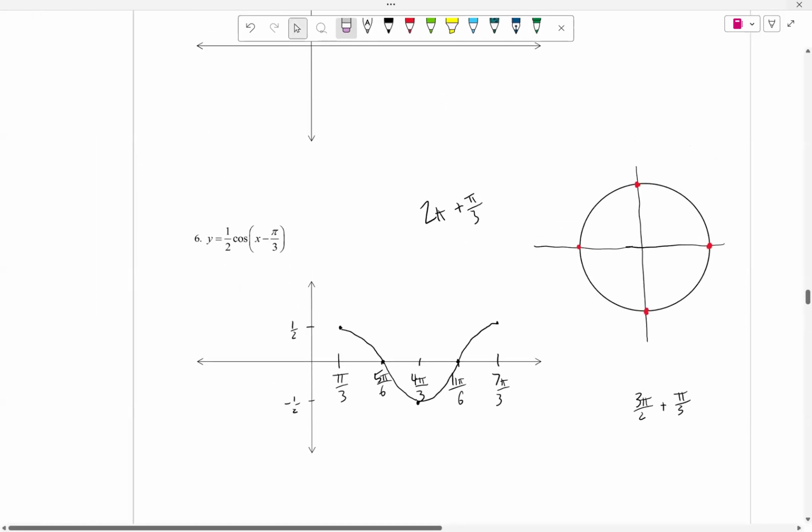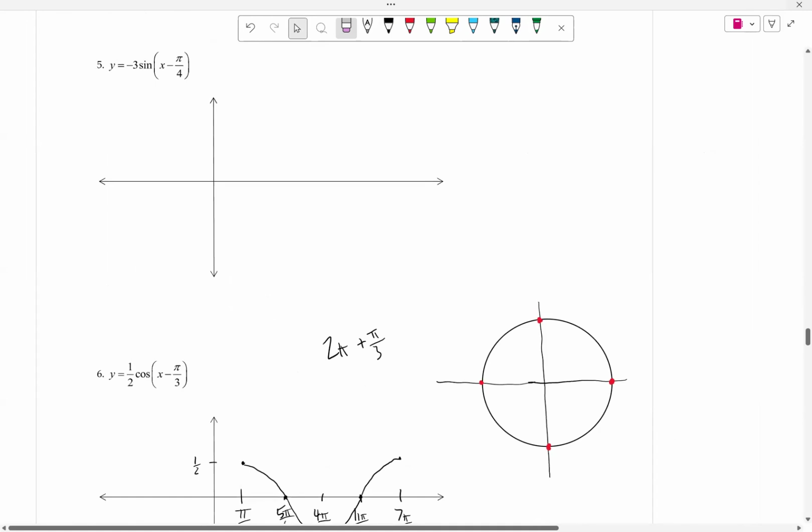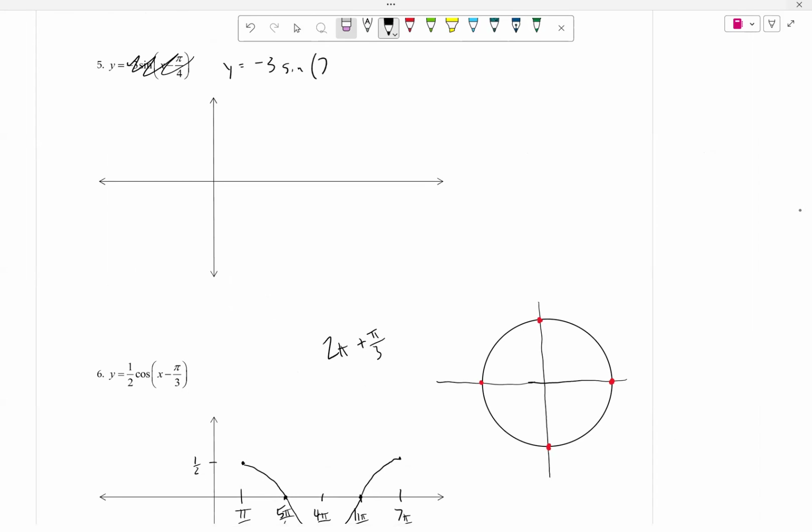I'm going to ask you to do one more. I'm going to change number 5 to say something else. I say y equals -3 sine of 2x minus pi over 3. So before you graph this, would you please discuss what's happening with this sine wave?